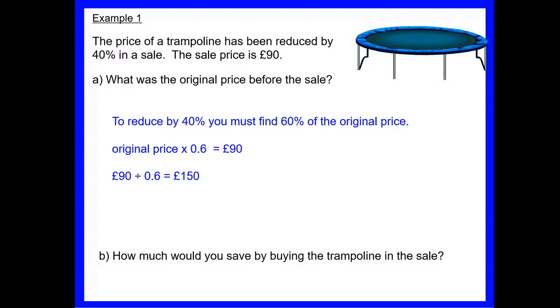So then it finally says, how much would you save by buying the trampoline in the sale? So it would have been £150. We've paid £90. So 150 minus 90 is a saving of £60.